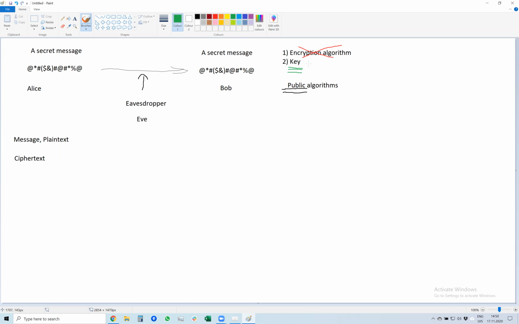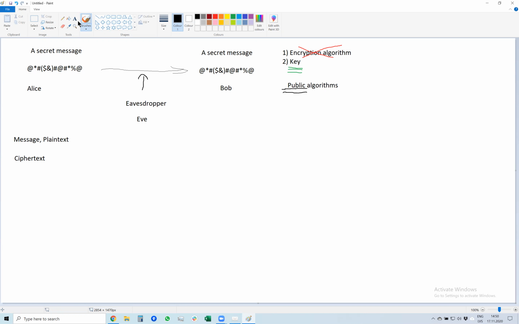So, for example, Alice and Bob first agree on the password, on the key. The key is long, and then they use a public algorithm and they do encryption and decryption. And Eve, the eavesdropper, knows what algorithm is being used, but since Eve doesn't have the key, she cannot really decode the message and figure out what is being sent.